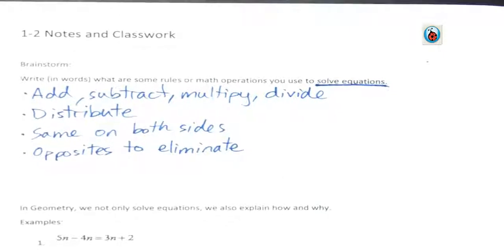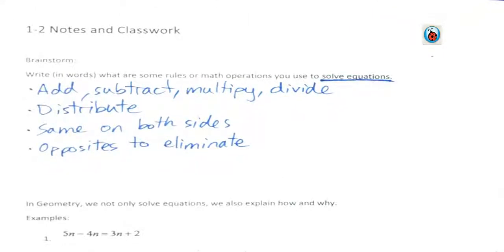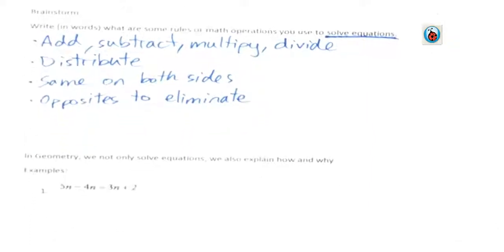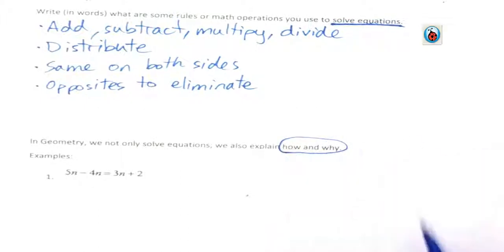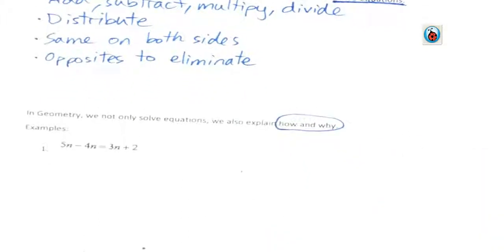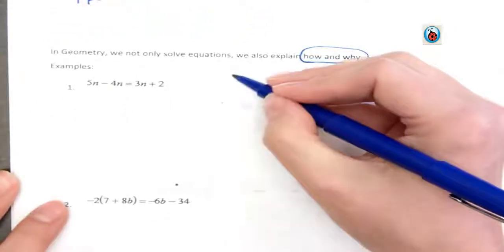So you started learning to solve equations in 7th grade, you did in 8th grade, you did in Algebra 1. In geometry, we're explaining how and why. Okay, this is a review of solving equations, but the main thing is, can we get to the words? We're going to be doing proofs next lesson. And so we're going to list out our steps.